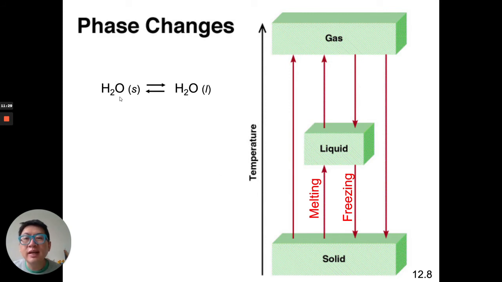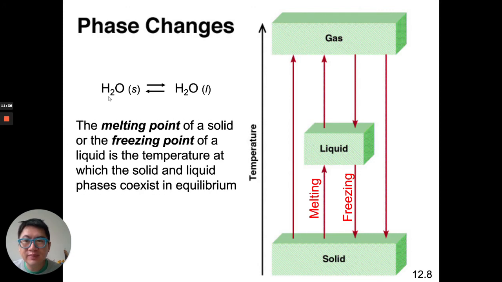So solid ice into water is melting. Water into solid ice is freezing. The melting point and the freezing point are technically the same temperature. Ice melts at 0 degrees Celsius. Water freezes at 0 degrees Celsius. By the way, we're assuming regular pressure right now, so let's assume we're at sea level.